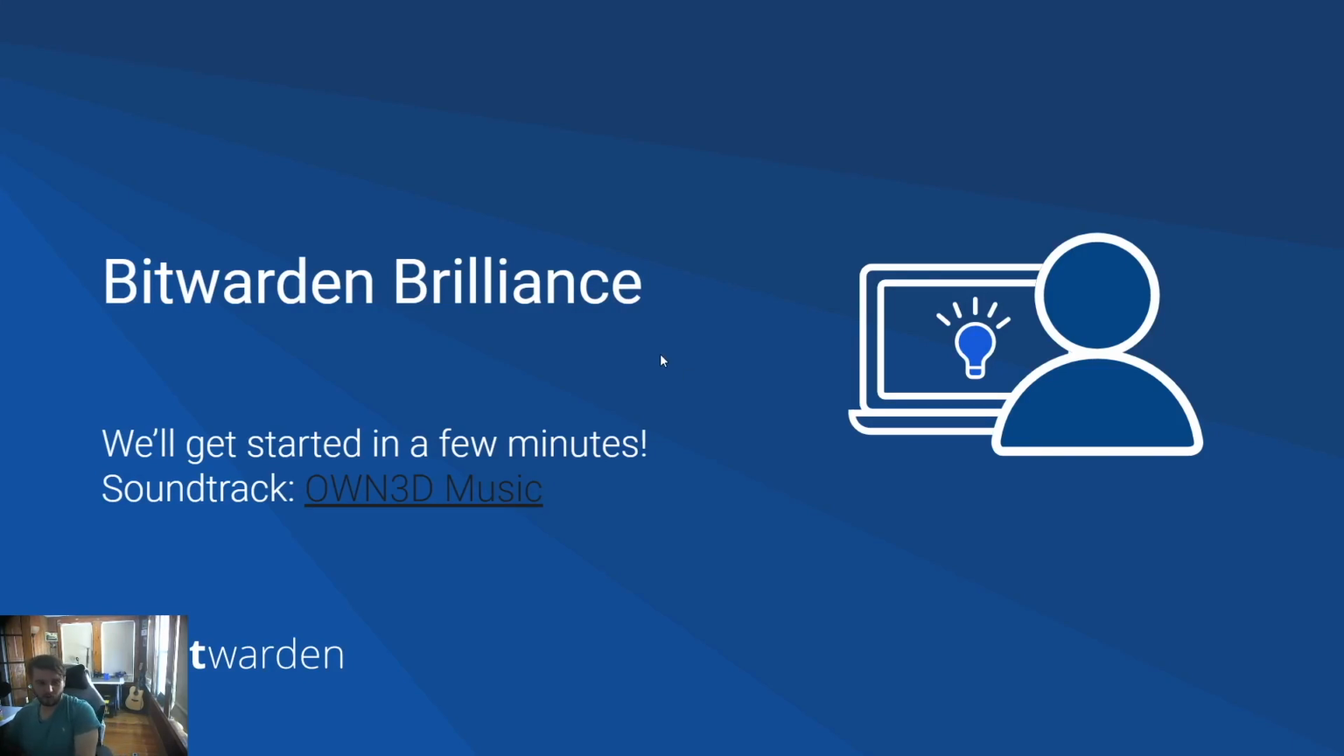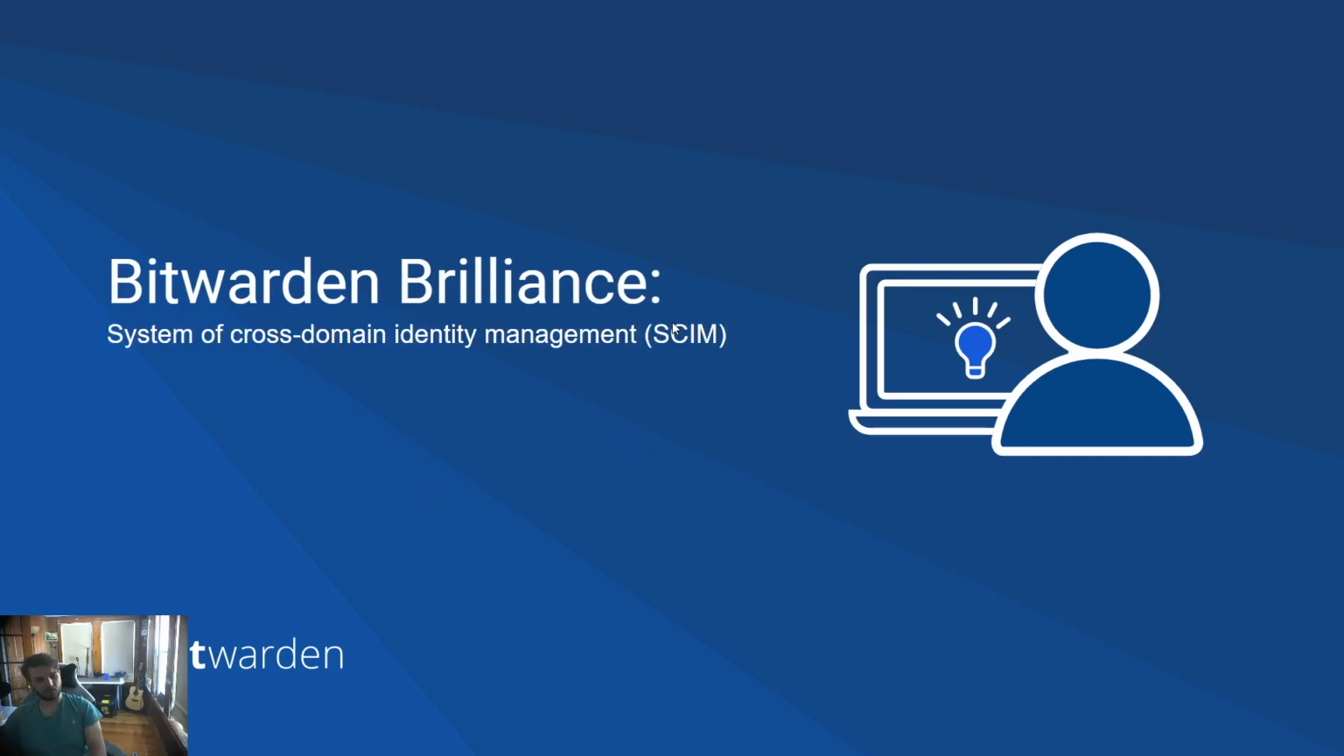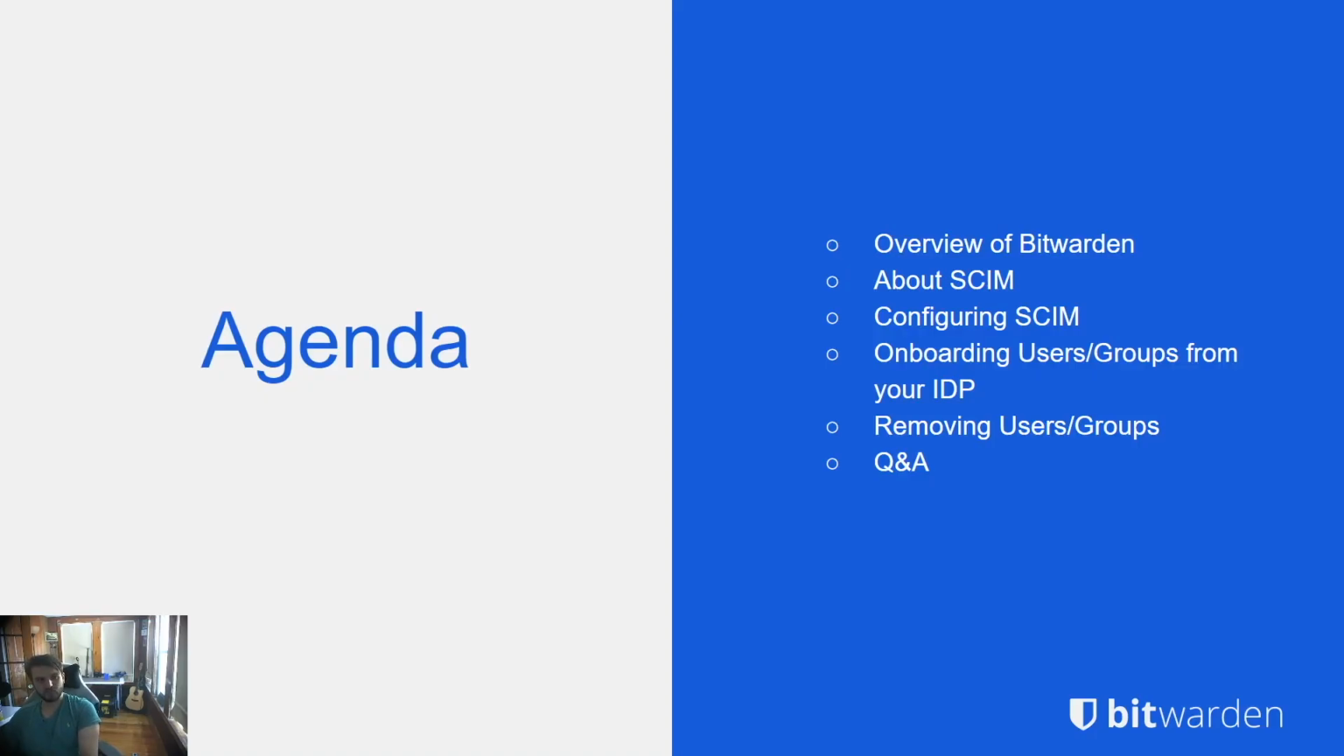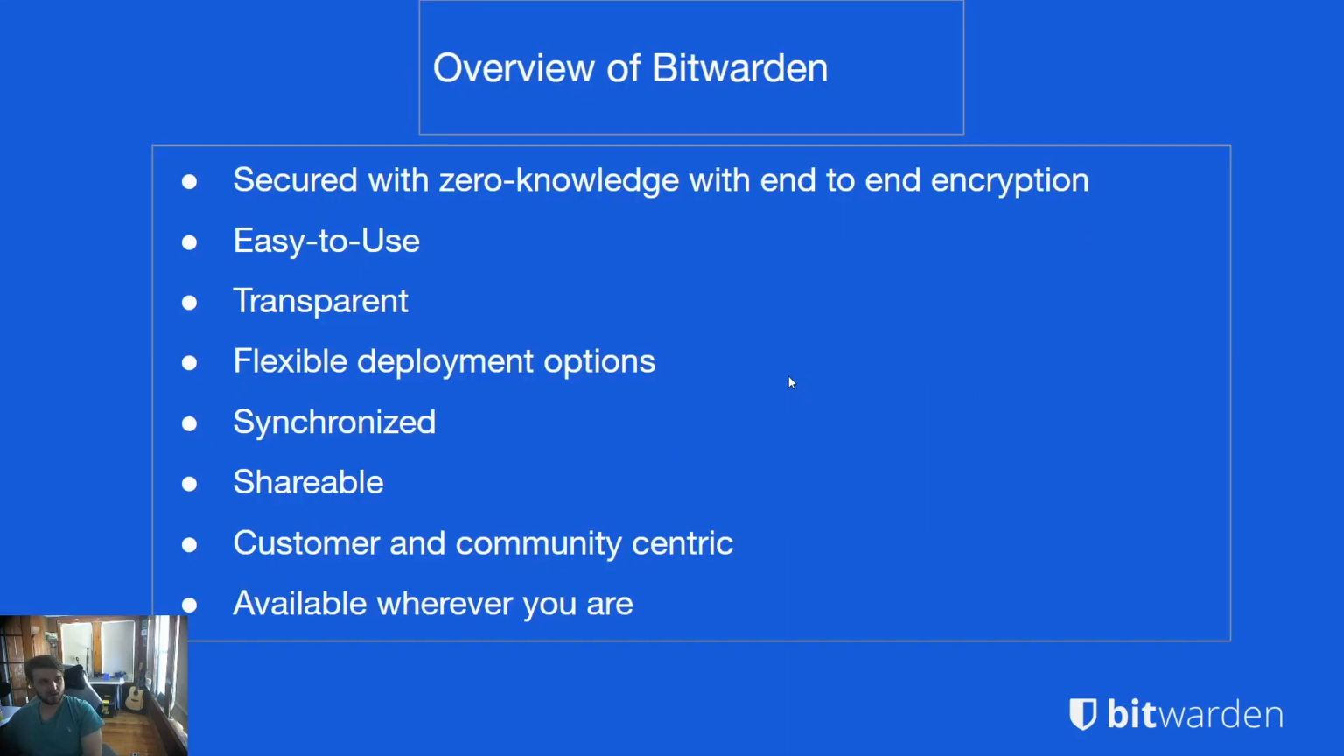As you all know by now, Bitwarden Brilliance are sessions where we take deep dives into various technical topics, and for today's topic, we're going to be going over SCIM, System for Cross-Domain Identity Management. So, for our agenda today, we're going to talk a little bit about Bitwarden, talk about what SCIM is and how you can use it to make your day-to-day easier and more streamlined. We're going to configure SCIM, onboard some users and groups from your IDP, and open it up to the floor for any questions you may have.